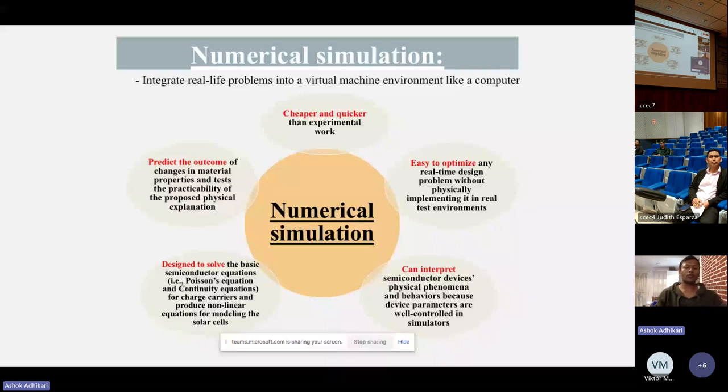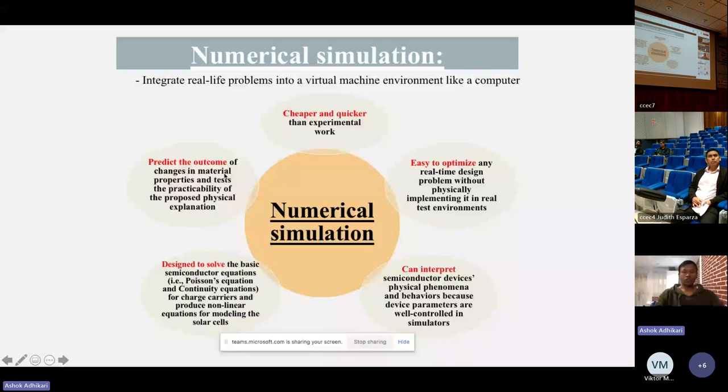So why numerical simulations? We could do the solar cells experimentally, but doing the simulation is cheaper and quicker, and easy to optimize. It can interpret the semiconductor device physical phenomena and behaviors, and it is designed to solve basic semiconductor equations and predict outcomes. The most important thing is that it can predict the outcome, so it is easy to do the experimental work. Experimental work without knowing and with knowing is a vast difference. That's why numerical simulation can help to design the experimental activities.